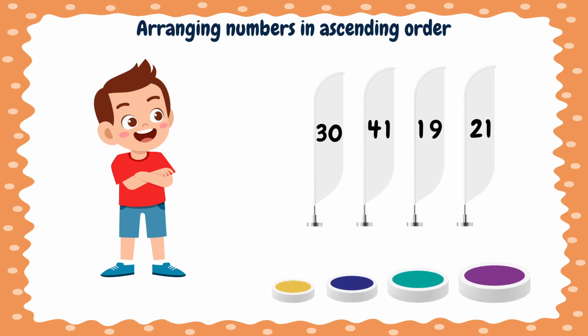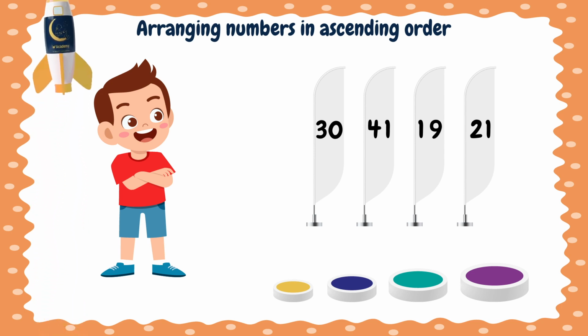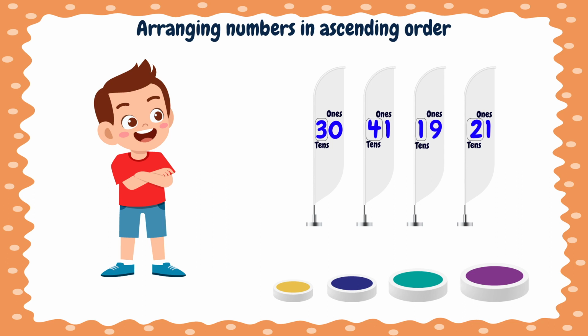So we will arrange these flags from the smallest number, then the larger ones, until we reach the largest number. Well, are you ready to arrange these flags? Let's begin. Look with me. These numbers are made up of 2 place values, ones and tens. How do we find the smallest number between these numbers? The first step is to look at the numbers in the tens place. We compare the numbers in it and determine the smallest number.